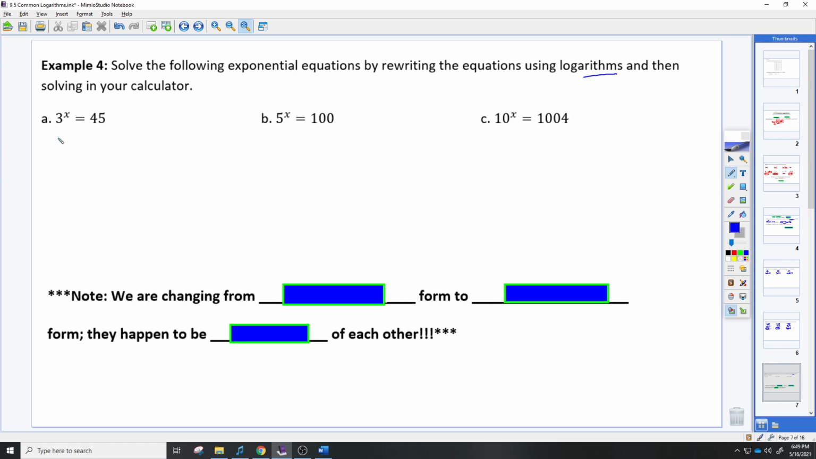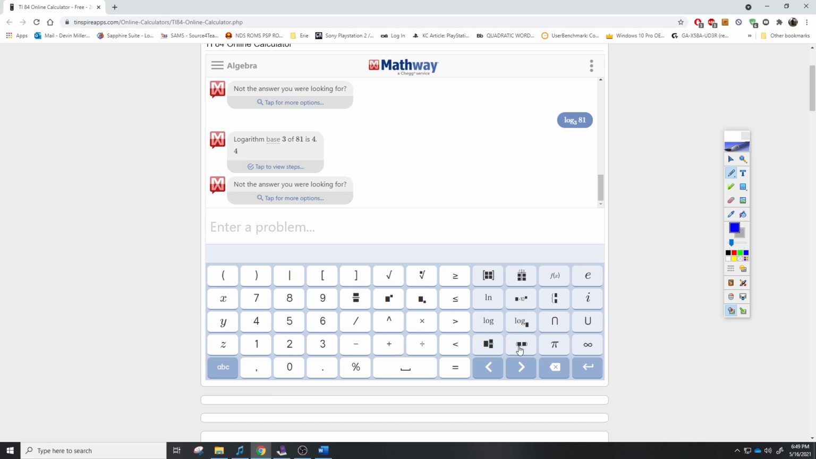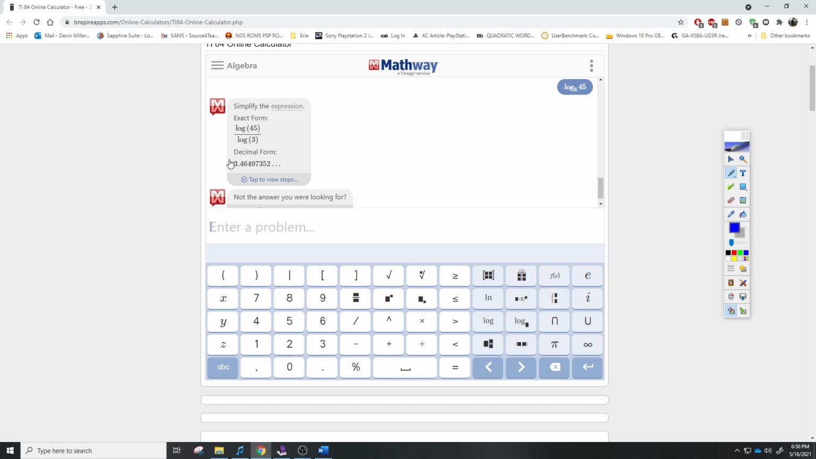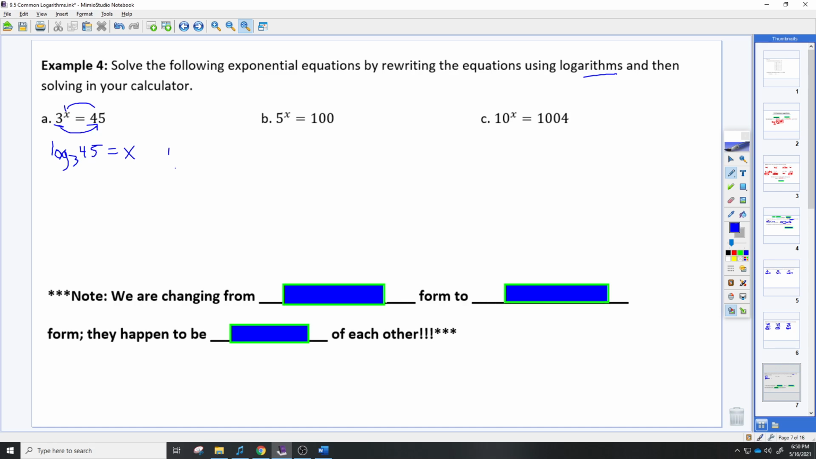So first, let's write with logs. This would be log base 3 of 45 equals x. So now it's by itself, and we have to use the calculator. So let's see, this will probably give us the decimal, I assume. Log base 3 of 45. It will also probably write in a different form too. So here's a different form. Here's the decimal, 3.46. So we'll use that. So x is equal to 3.46.